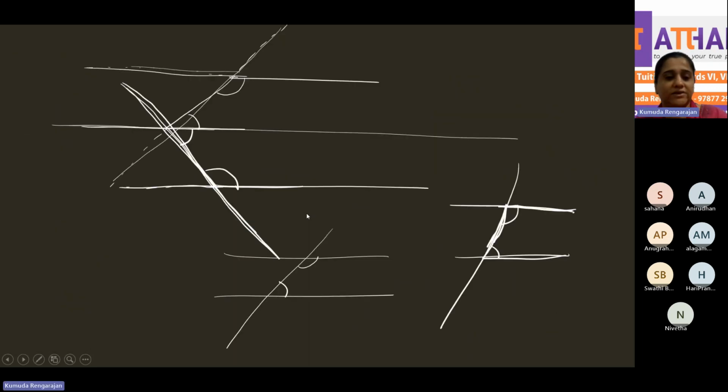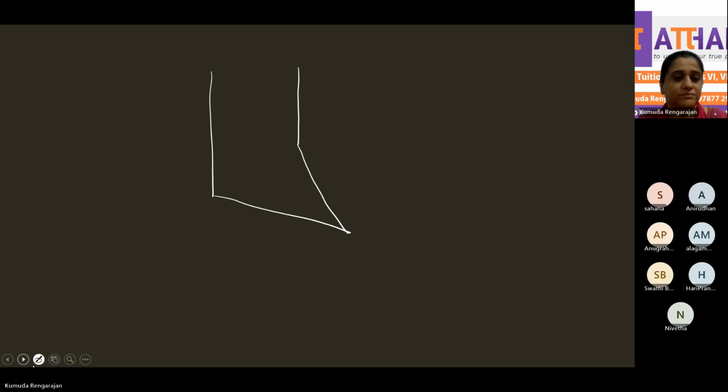I'll give you another example to make it more clear. Now, supposing you have a figure like this. Suppose these two lines are parallel, and there are two other line segments meeting like this. These are the two parallel lines, this one and this one. We have two other line segments in this figure.